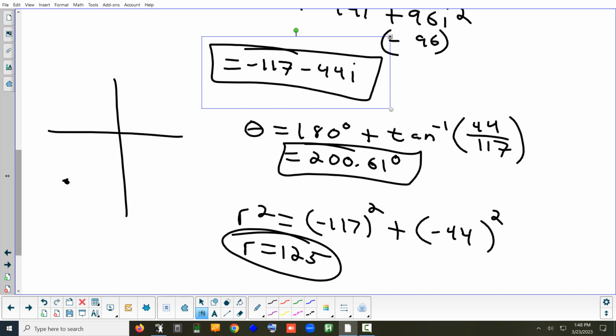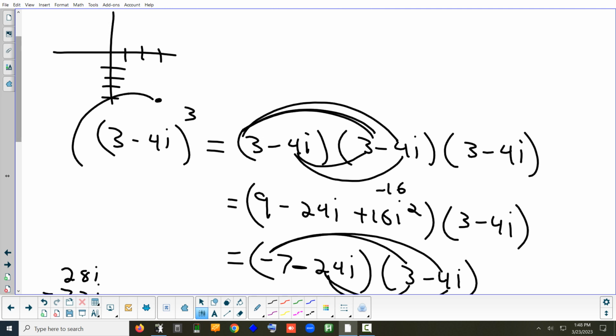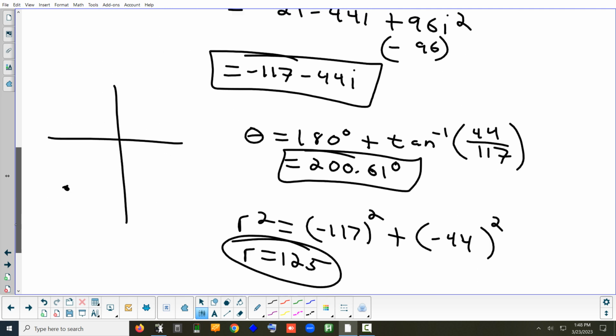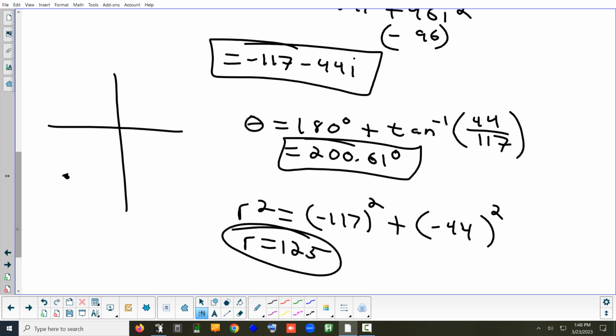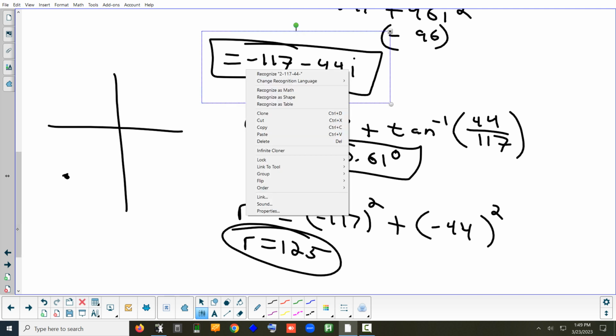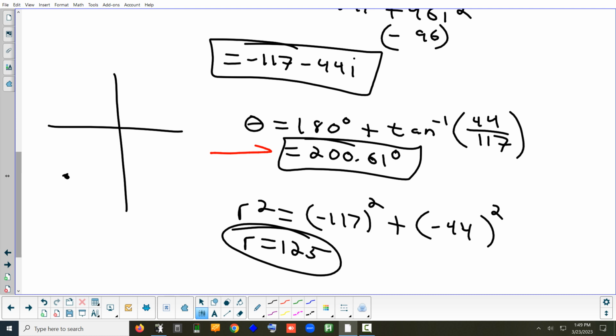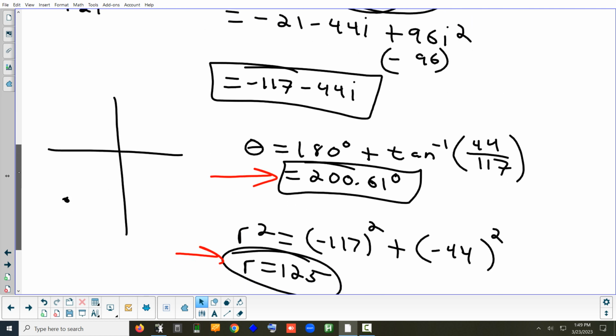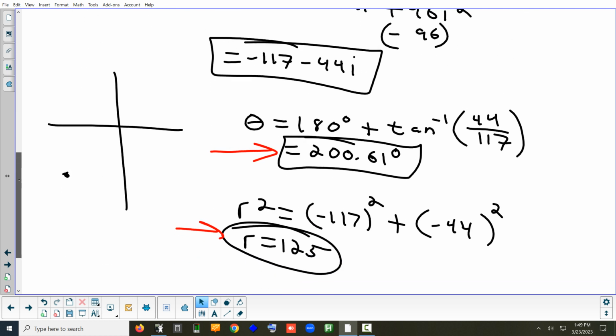Okay. So if you were to take this number, 3 minus 4i, and cube it, that's what you get, negative 117 minus 44i. And this is what you get when you write it in polar, or trig form. You get an angle of 200.61, and you get a radius of 125. Okay, any question on what we did there?